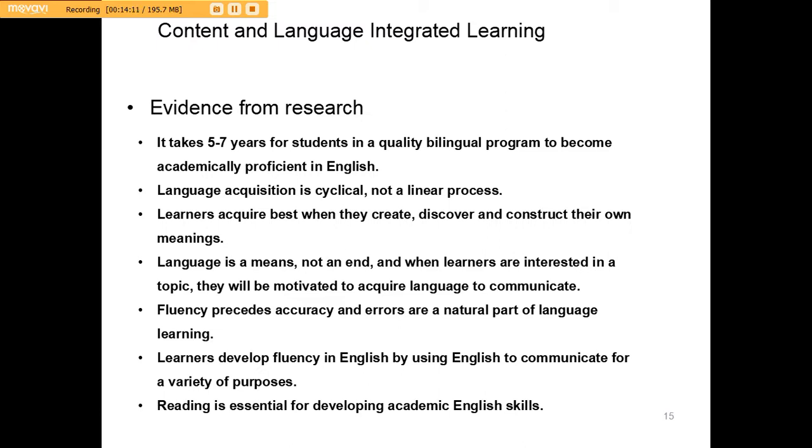Learners acquire best when they create, discover, and construct their own meanings. They learn by doing. And the language is a means, not an end. When the learners are interested in the topic, they'll be more motivated to acquire language to communicate. Then, fluency over perceived accuracy, and errors are a natural part of language learning. We don't get hung up about making mistakes, but it's perfectly natural.